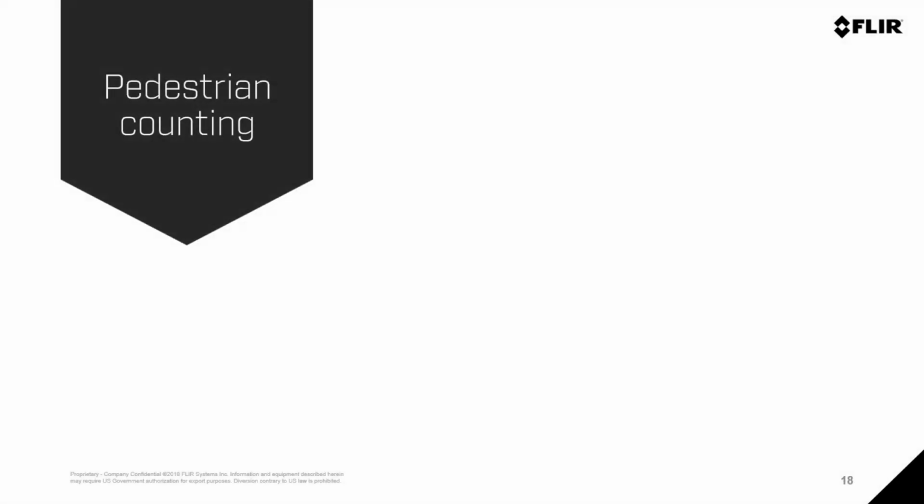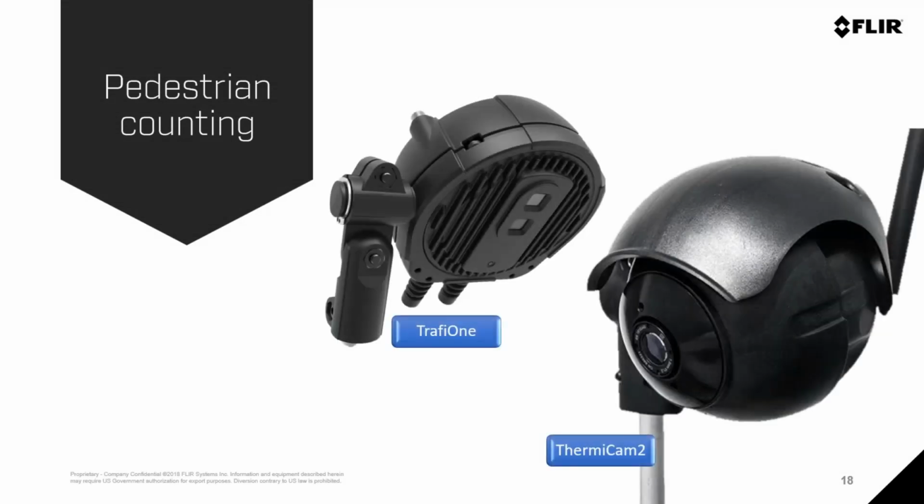Which devices will be able to do so? That is going to be possible with our ThreatView 1, and our Thermicam 2 will be able to do that counting bit. So these were the different types of traffic data, and it's all about counting: vehicle counting, bicycle counting, pedestrian counting, but in a way that they generate pulses. So it's about pulsing.